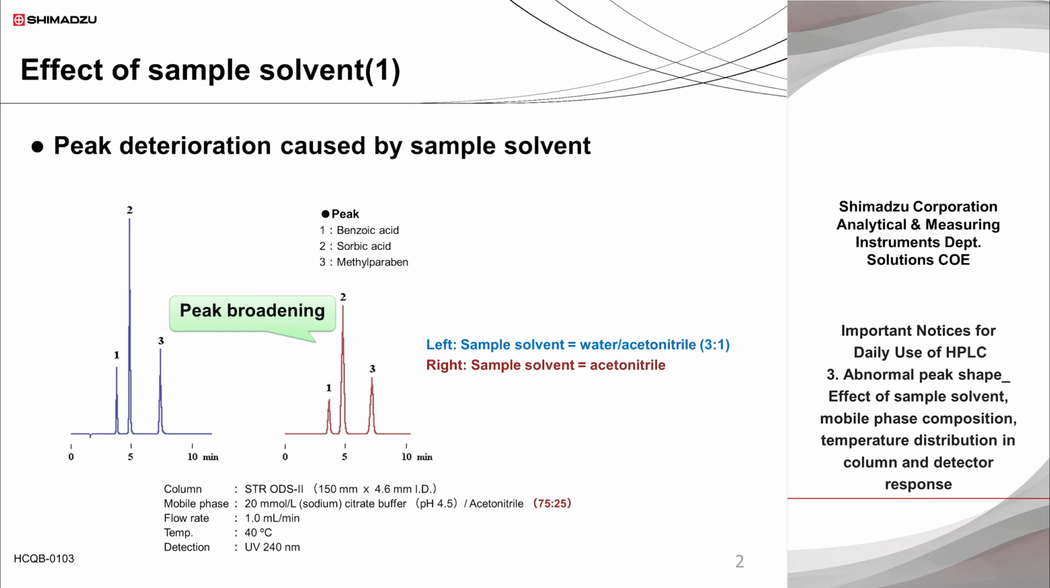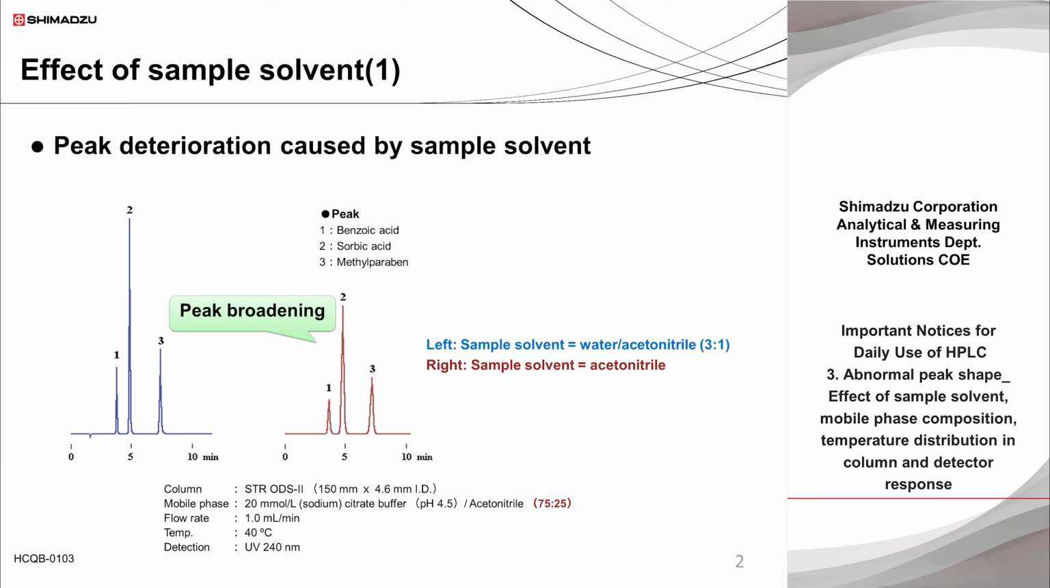We are analyzing benzoic acid, sorbic acid, and methylparaben in reversed phase mode. The acetonitrile concentration in the mobile phase composition is 25%. The chromatogram on the left of this slide is obtained by injecting these three compounds as a sample prepared using 25% acetonitrile aqueous solution as the sample solvent, which has the same acetonitrile concentration as the mobile phase.